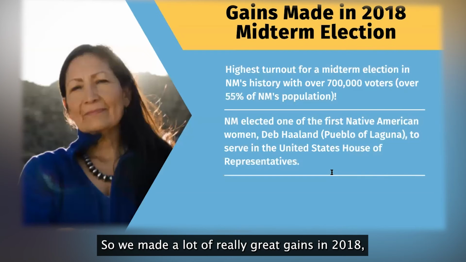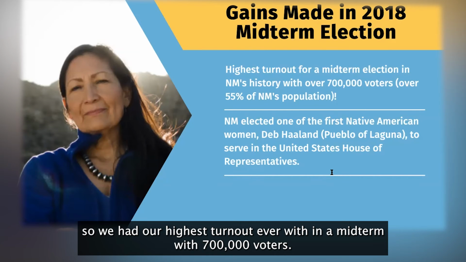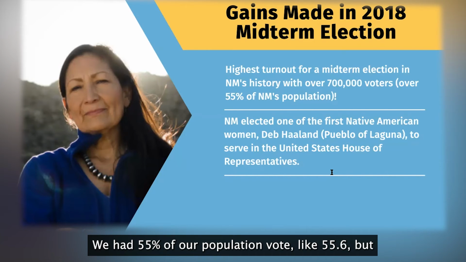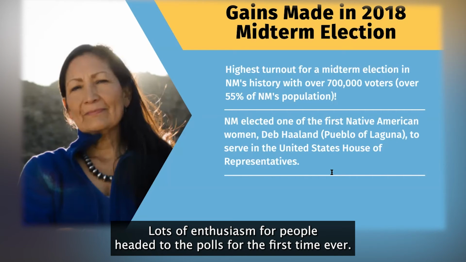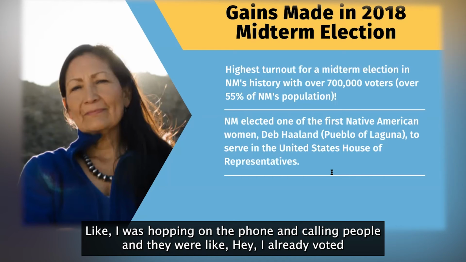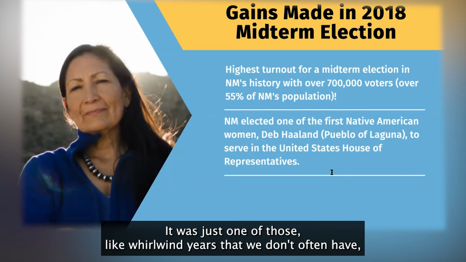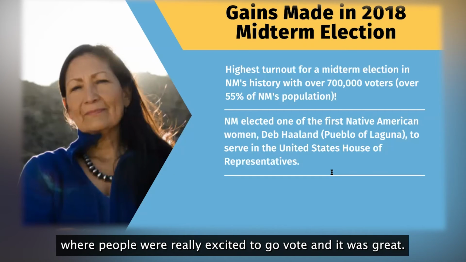So we made a lot of really great gains in 2018. We had our highest turnout ever in a midterm with 700,000 voters, which is unheard of for New Mexico. We had 55% of our population vote. It's like 55.6, but it was a really great election. Lots of enthusiasm for people headed to the polls. For the first time ever, I was hopping on the phone and calling people, and they were like, hey, I already voted, or I'm already headed to the polls, or you don't need to tell me because I did the research myself. It was just one of those whirlwind years that we don't often have, where people were really excited to go vote, and it was great.